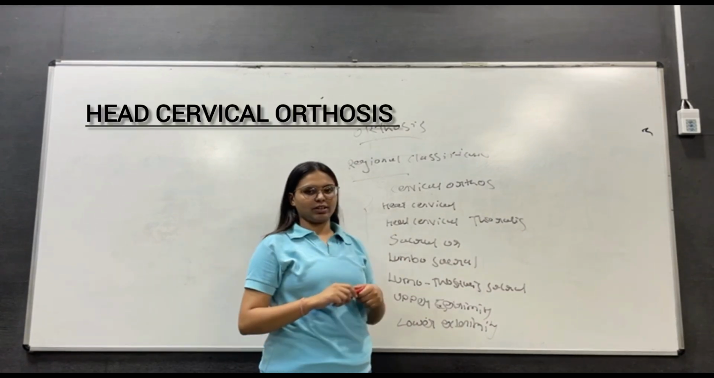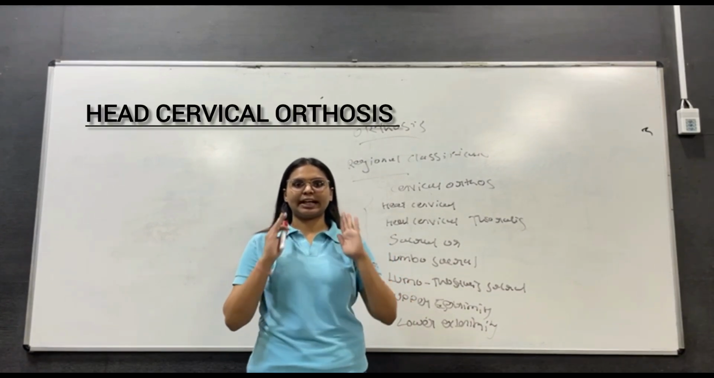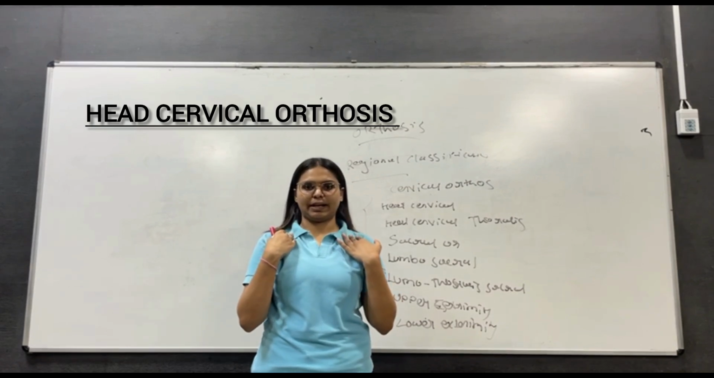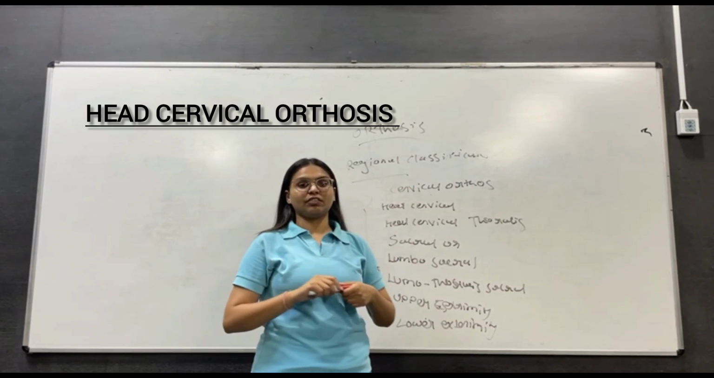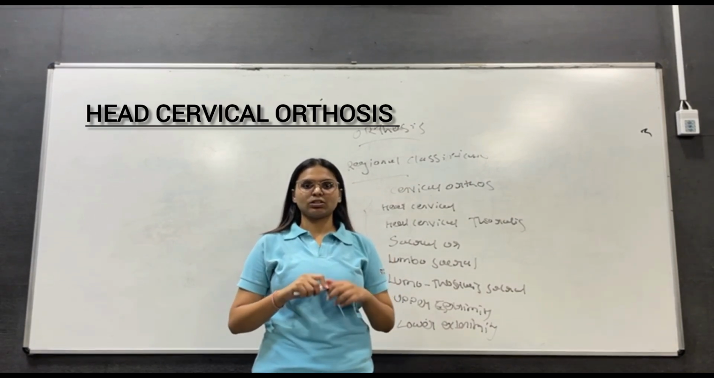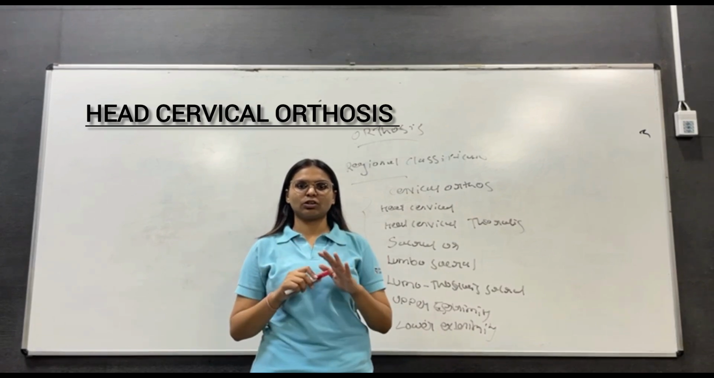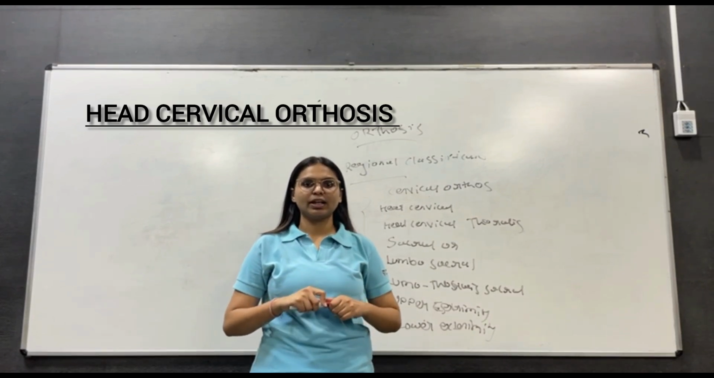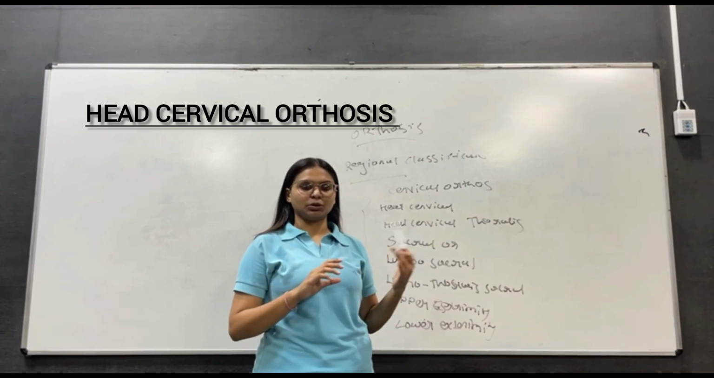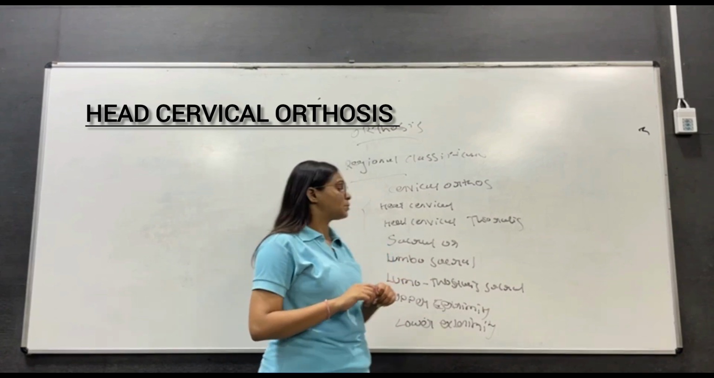Now head cervical orthosis. It will stabilize the head and cervical spine. It is mostly used in fracture of the cervical spine because it will restrict all the movements of the cervical spine. It is more used for the stabilization of the cervical spine.